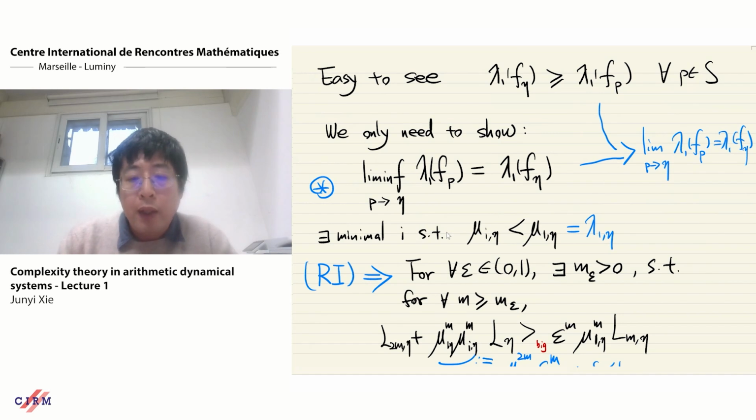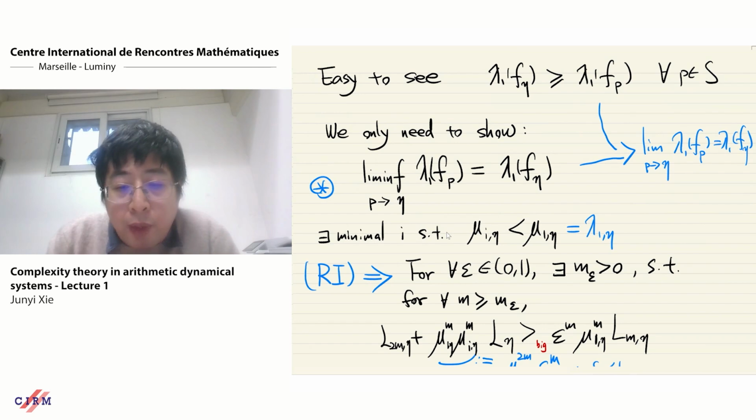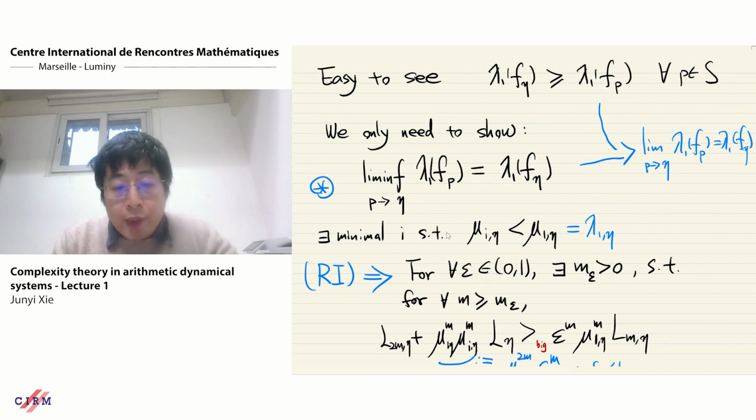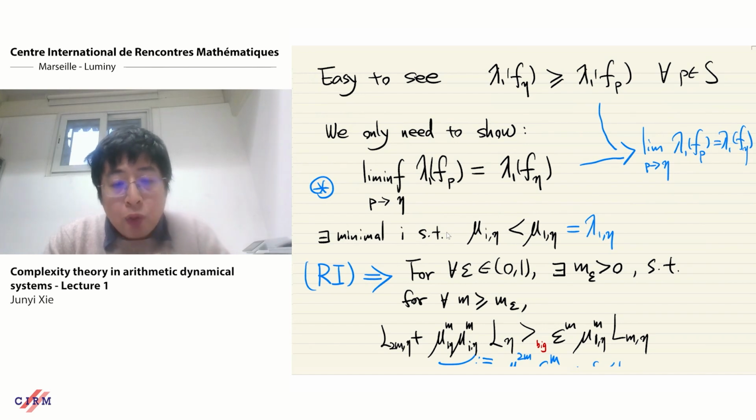So it means that for every epsilon in Z1, there is some m epsilon such that for every m larger or equal to m epsilon, you have the following inequality. L2m eta plus mu1 eta m mu I eta m L m eta larger than epsilon m mu1 eta m L m eta. And for the first term, you see that this mu I is strictly less than this mu1. So you can write it as mu1 eta 2m times some delta m, where delta is strictly less than 1.